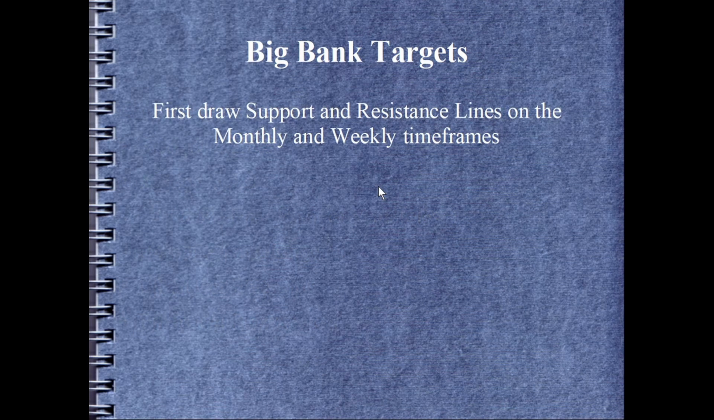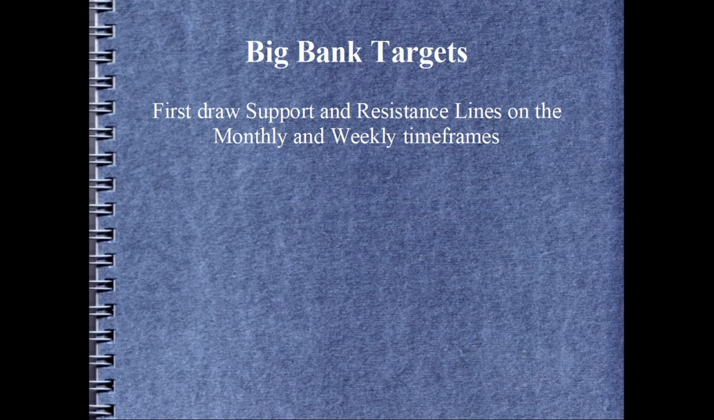The first thing that I would want you to do is draw support and resistance lines, basically using the horizontal line that's on your MetaTrader 4 or your MetaTrader 5. Make them different colors so that you can tell the difference about which time frame that is coming from.